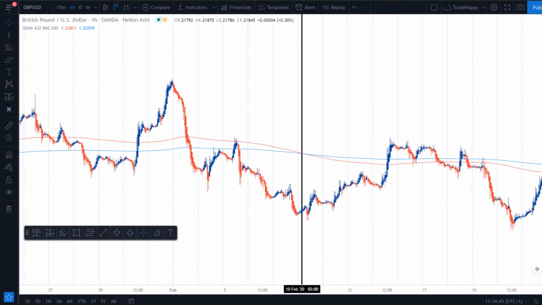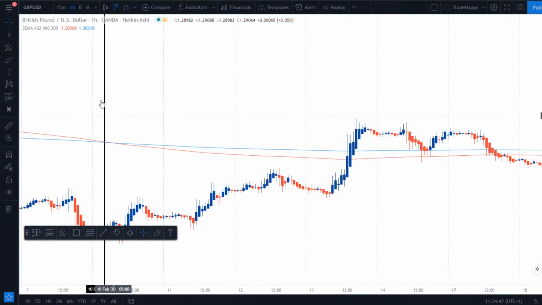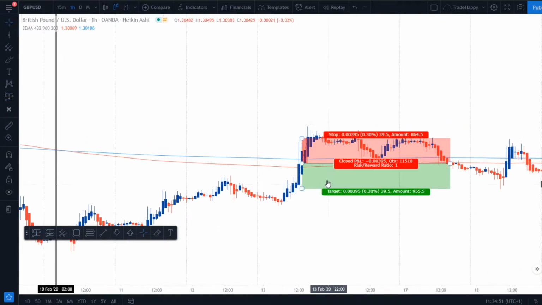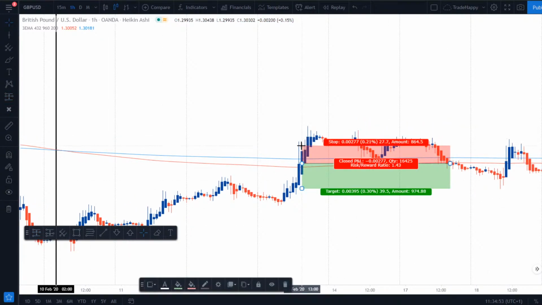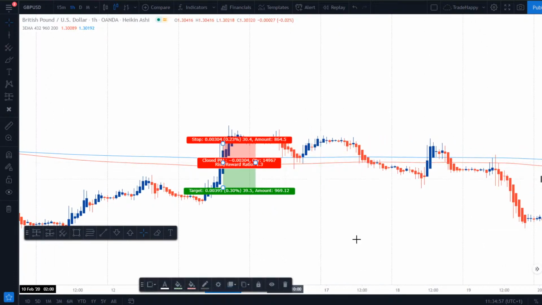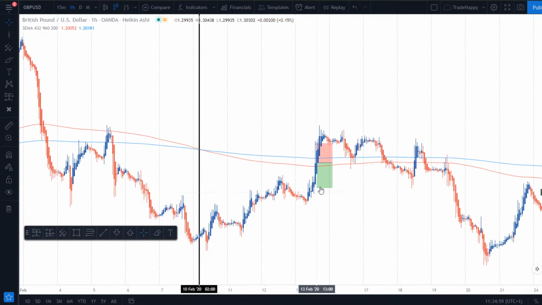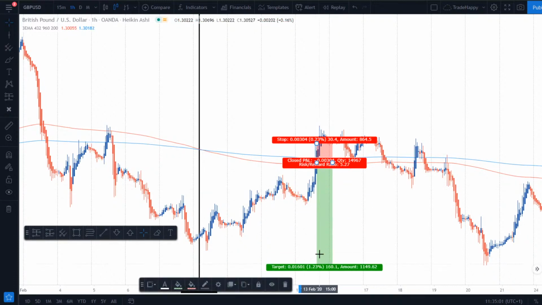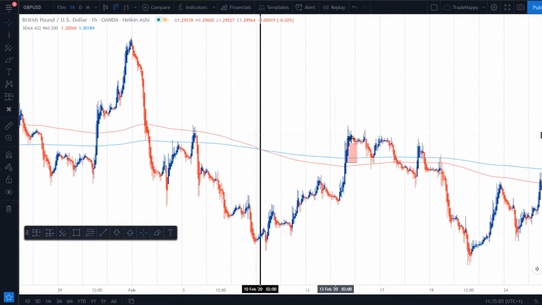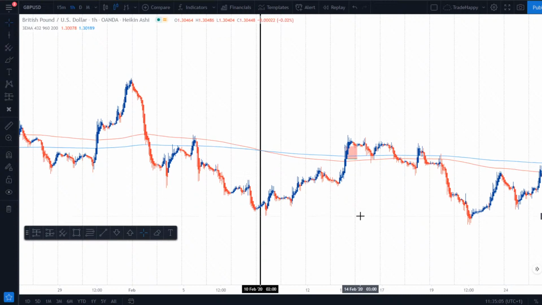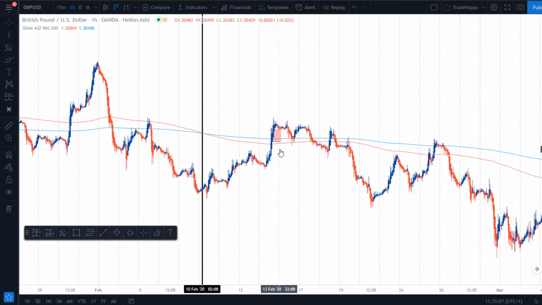Let's actually have a look. Let's test it, shall we? So let's say you went short in here, and then you've got a 30 pip stop loss, but your take profit is completely open. So there's no limit to how much you can make, but there's a limit to how much you can lose. And every single time the market came up into that zone, you took a sell.